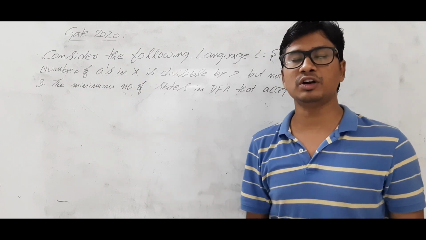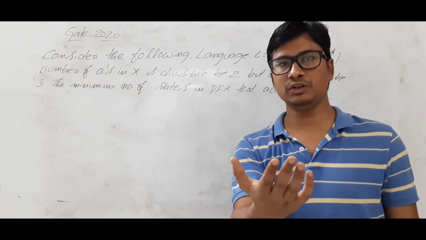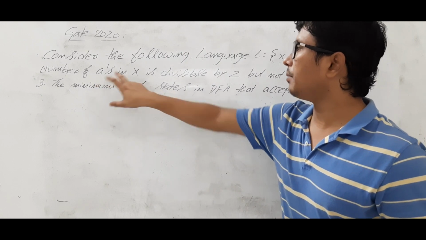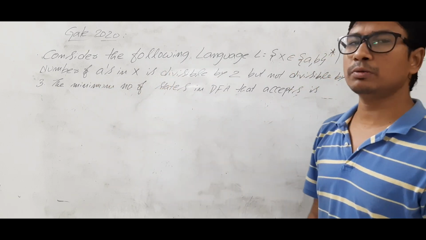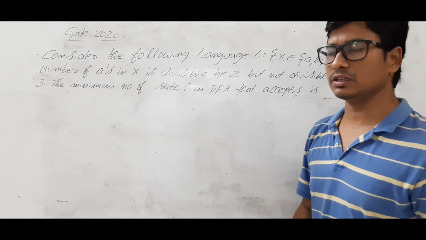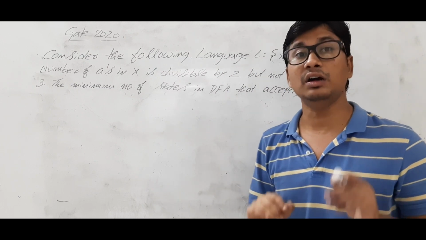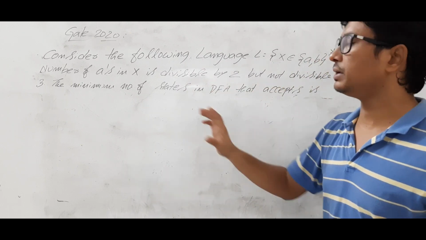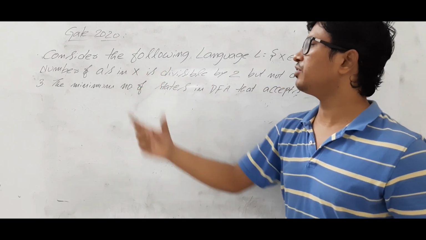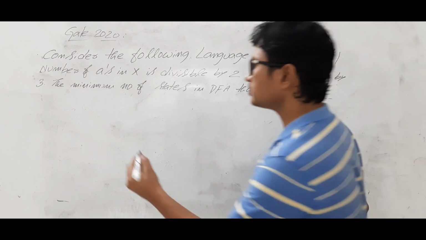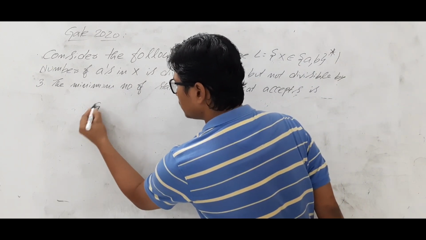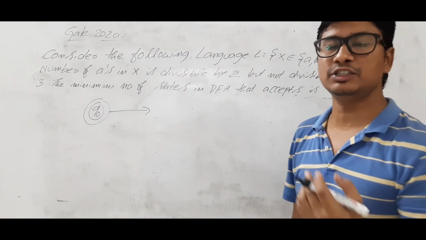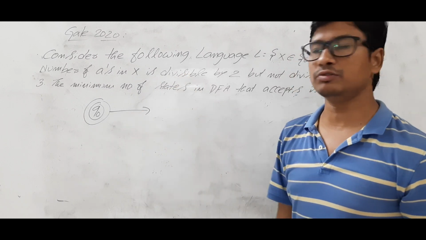If you have not watched the video, I request you to watch it and come back to this video for better understanding. First, let me solve it. The number of a's in X should be divisible by 2. In the entire question, they are not placing any restriction on the number of b's. Only the number of a's should be divisible by 2 but not divisible by 3. So first I will take the number of a's in X divisible by 2. If the number is divisible by 2, the initial state will act as a final state, since 0 a's is also divisible by 2.